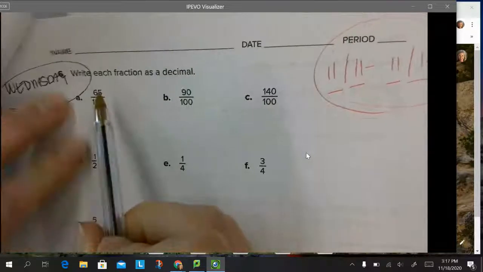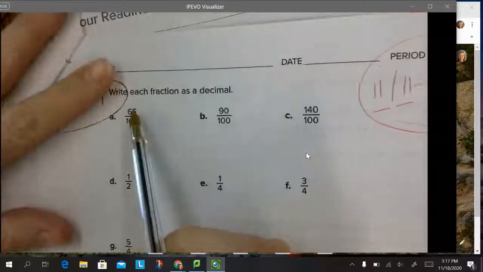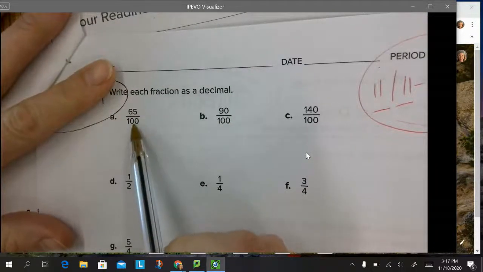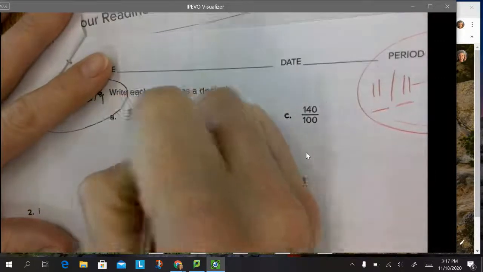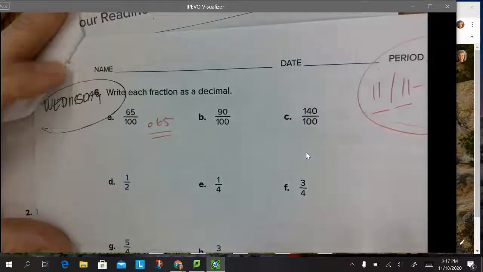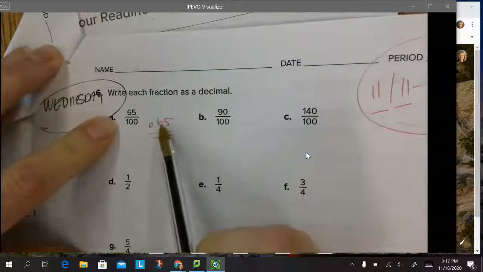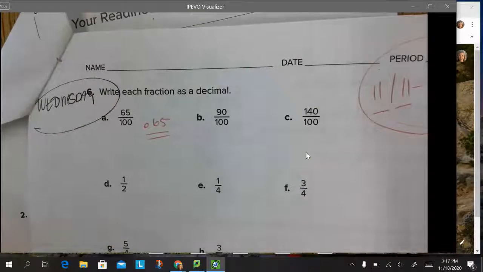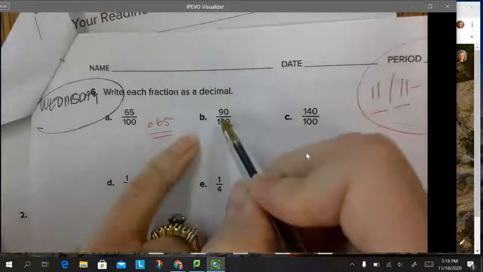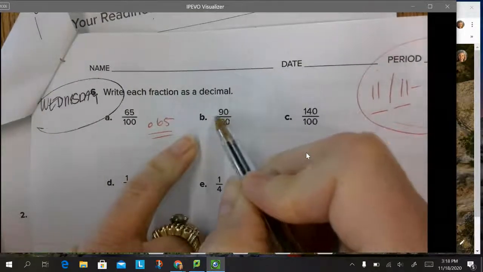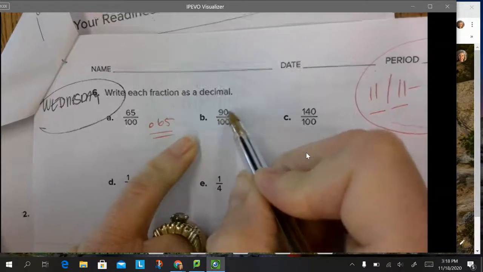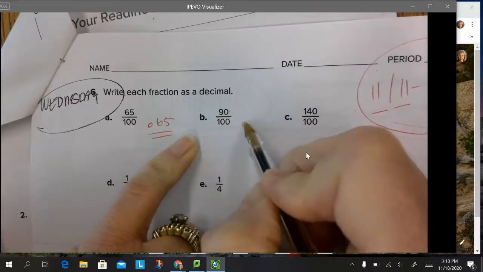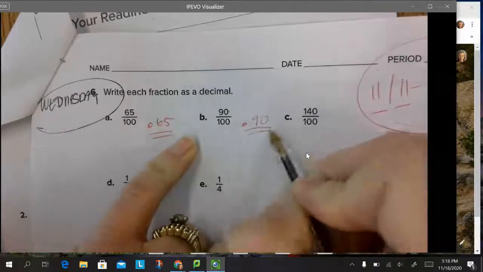As a decimal. Well, if you have 65 over 100, or 65 divided by 100, as a decimal it's 65 hundredths. You go out 2 decimal places, and that's 65 hundredths. All right, next one. If you have 90 over 100, it's 90 hundredths. So it's 0.90.